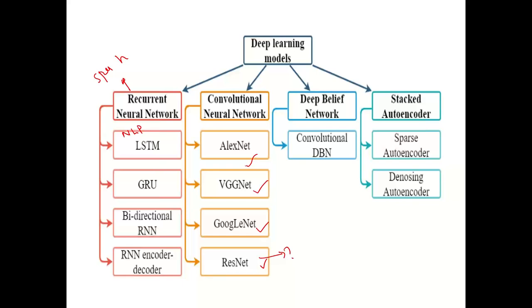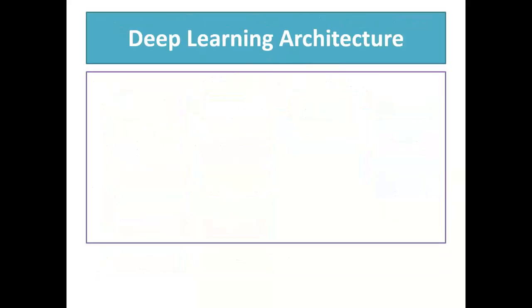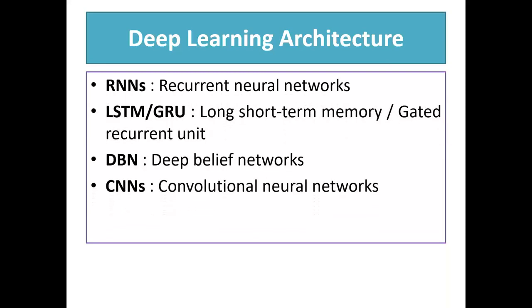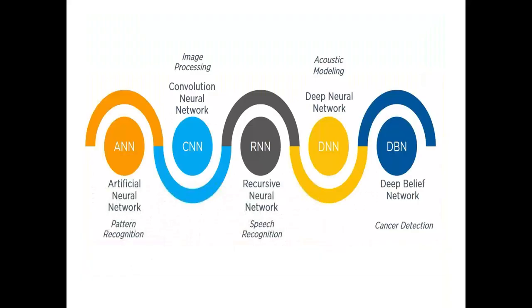If you talk about the CNN, convolutional neural network, that is excellent for image recognition and video analysis. If you go for the DBN, deep belief network, it is very good for information retrieval, and sometimes used for natural language understanding, NLU. Then people use these types of things. So these are some deep learning architectures, and these are their uses.